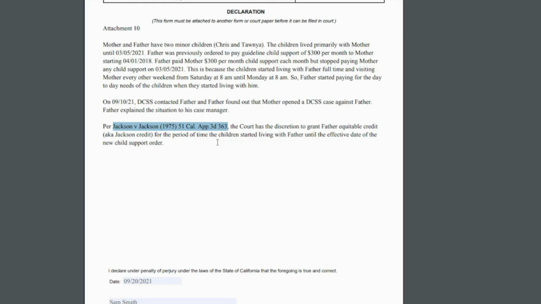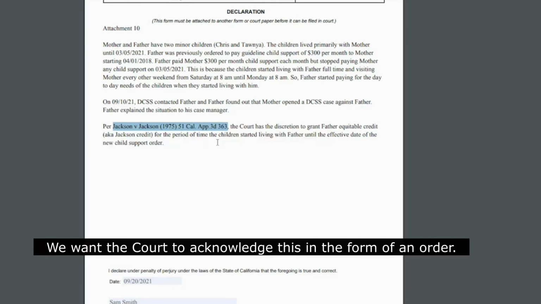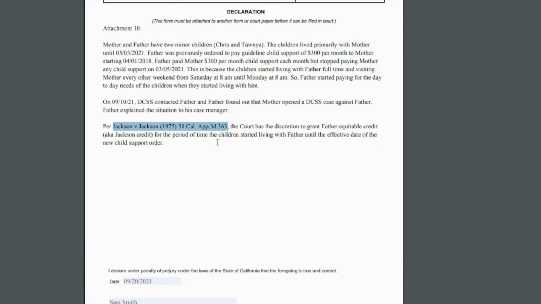So the kids went to live with Dad on March 5th of 2021, but Dad didn't file this motion until September 9th of 2021. And Dad stopped paying Mom that $300 a month child support when the kids went to live with him. And so now what Dad's trying to do is get the court to acknowledge that he discharged his duty to pay child support by having the children live in his house starting March 5th, 2021.